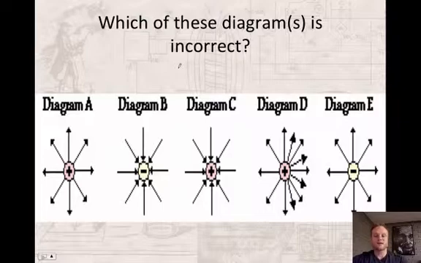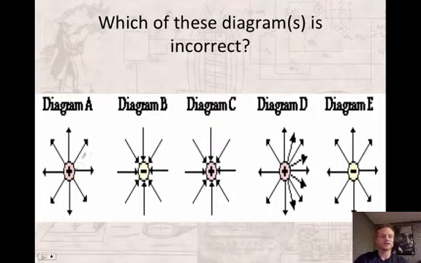Which of these diagrams is incorrect? Okay, so let's start with diagram A. Looks like we have a positive source charge and the arrows point outward. They don't cross. Looks pretty good, so I think this one's okay. In diagram B, we have a negative source charge and the arrows point inward. They don't cross. I think that one is okay also.